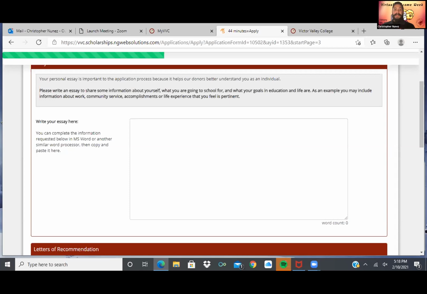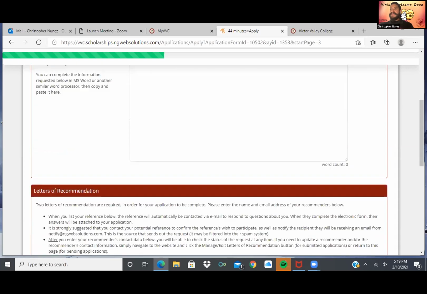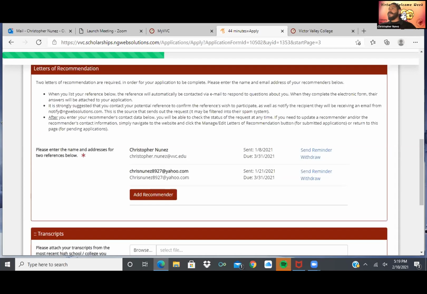You can make it as long or as short as you want, however long it takes for you to tell your story. You can simply type this up in a Microsoft Word document, copy and paste right here, and you're good to go. Formatting is automatically taken care of. The next section is our letters of recommendation. There's a few tips and tricks on who you should ask for a letter of recommendation.